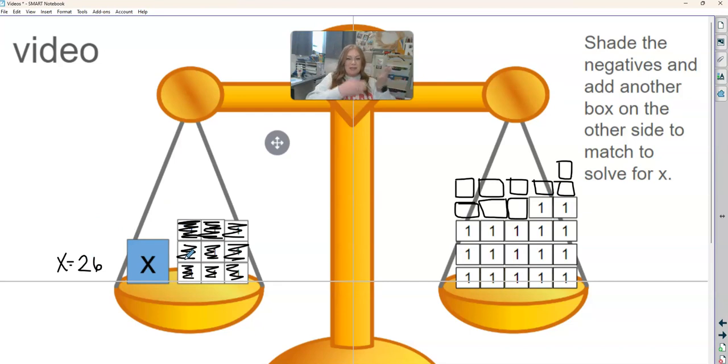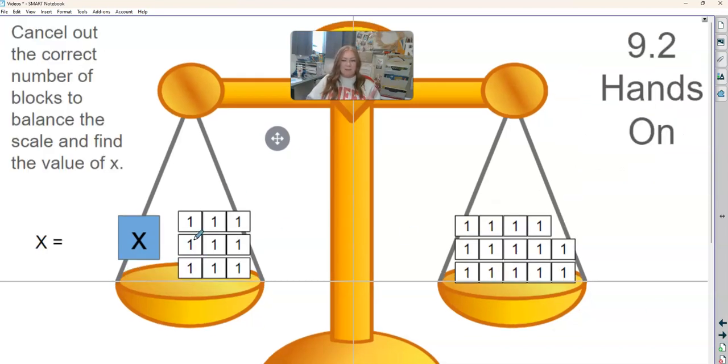So we're just trying to make things 0. If we have positives, we get rid of them on both sides. If we have negatives, then we need to add one on both sides to see what x equals. So if you feel like you've got a good handle on that and you can do that on the worksheet, go ahead and do it. If you want to keep working with me, then let's keep going.